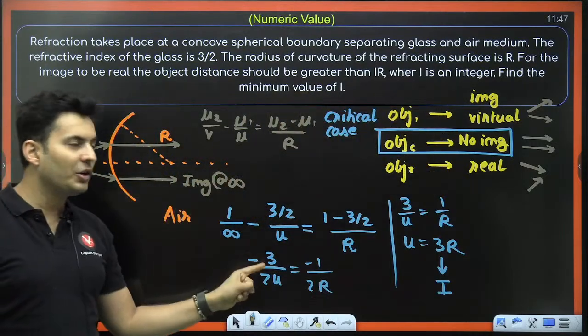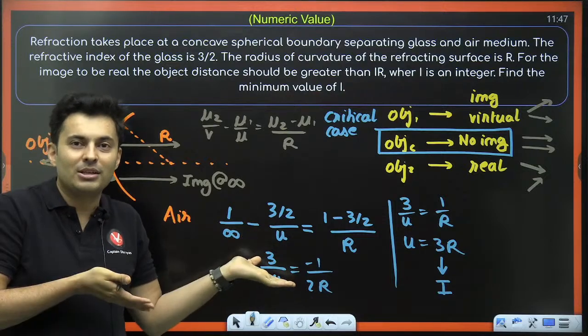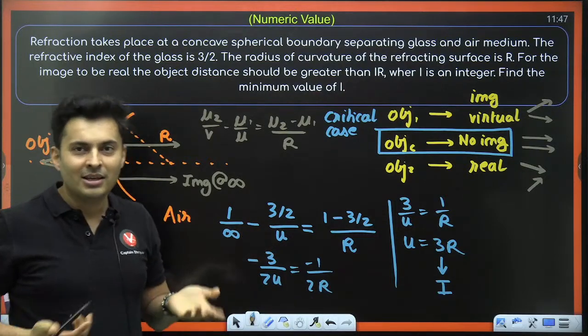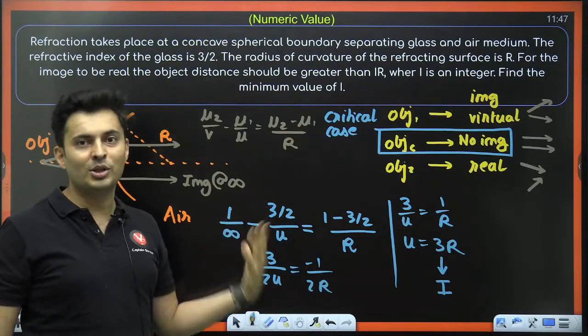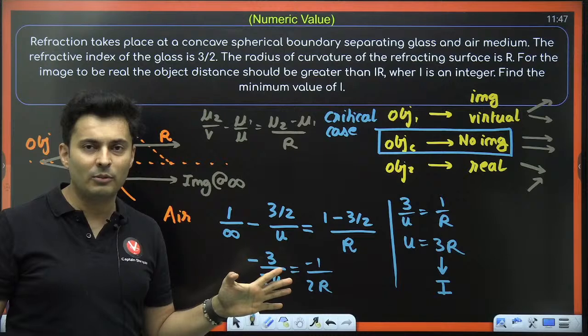Perfect. So this analysis was very important in the beginning. Only then I could substitute. Nobody will tell you what you should substitute. That is what JEE Advanced is. It's not like μ2 will be given, V will be given, μ1 will be given, U will be given, R will be given, substitute and find the answer. It's not a mains level problem.